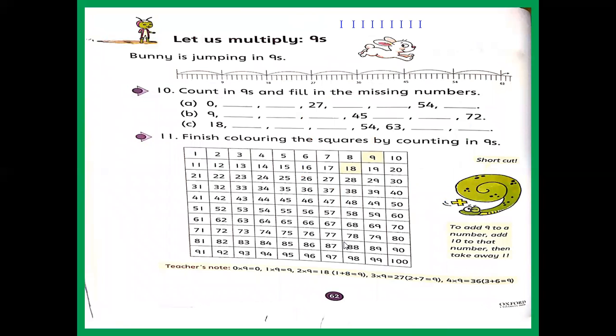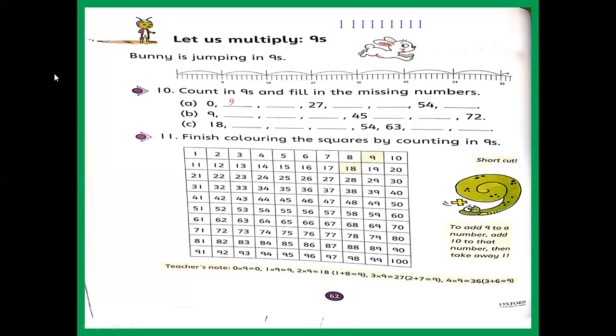So how many 9s? 1, 2, 3, 4, 5, 6, 7, 8, 9. One is jumping in nines. You count in nines and then fill in the missing numbers. Starting after 0, count 1, 2, 3, 4, 5, 6, 7, 8, 9. Right here, 9. Okay. Again, start counting after the 9.